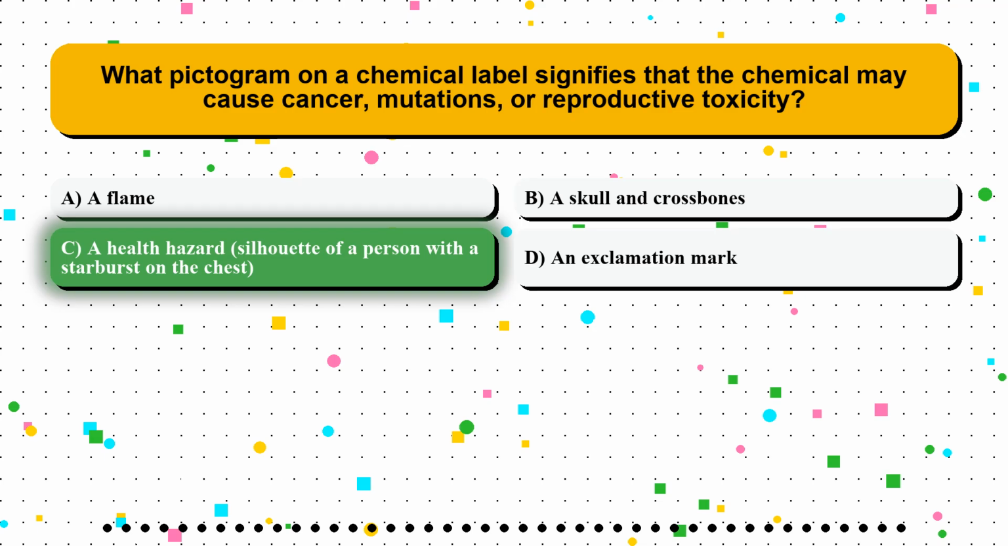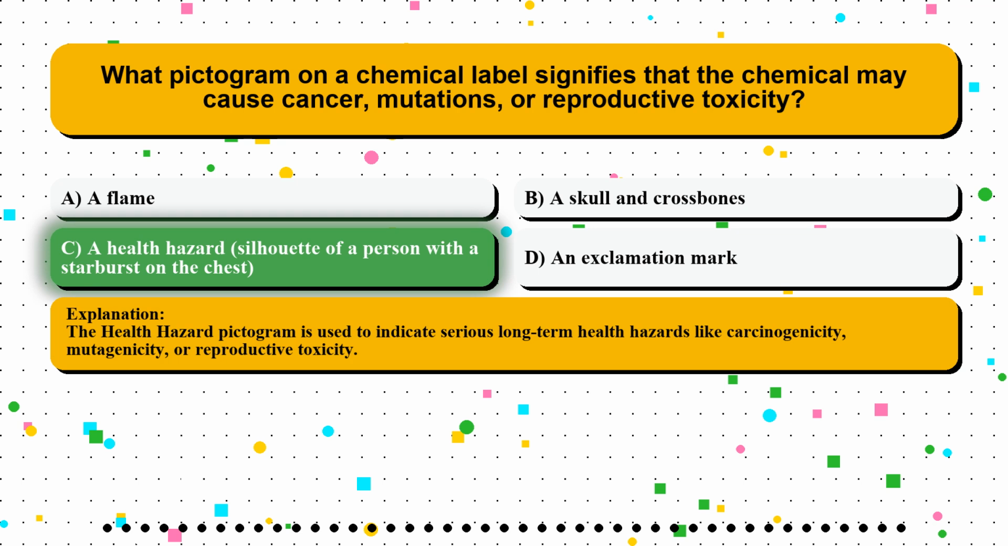The correct answer is option C, a health hazard, silhouette of a person with a starburst on the chest. The health hazard pictogram is used to indicate serious long-term health hazards like carcinogenicity, mutagenicity, or reproductive toxicity.